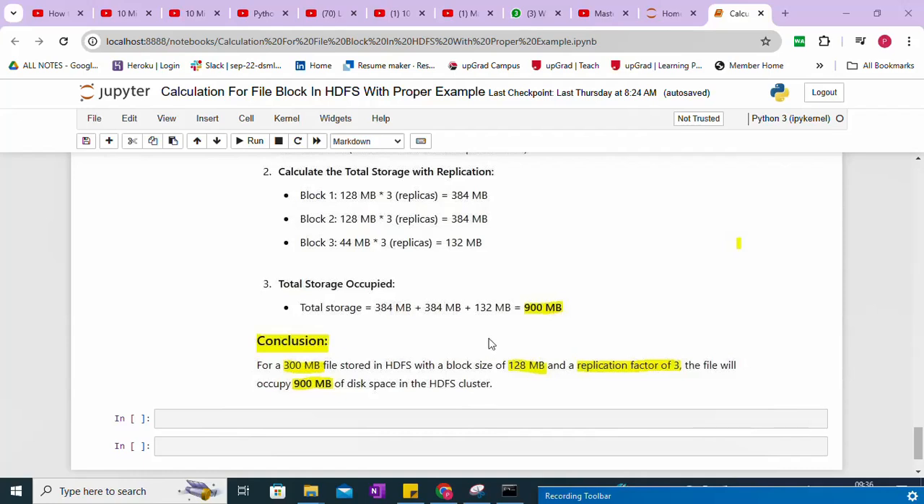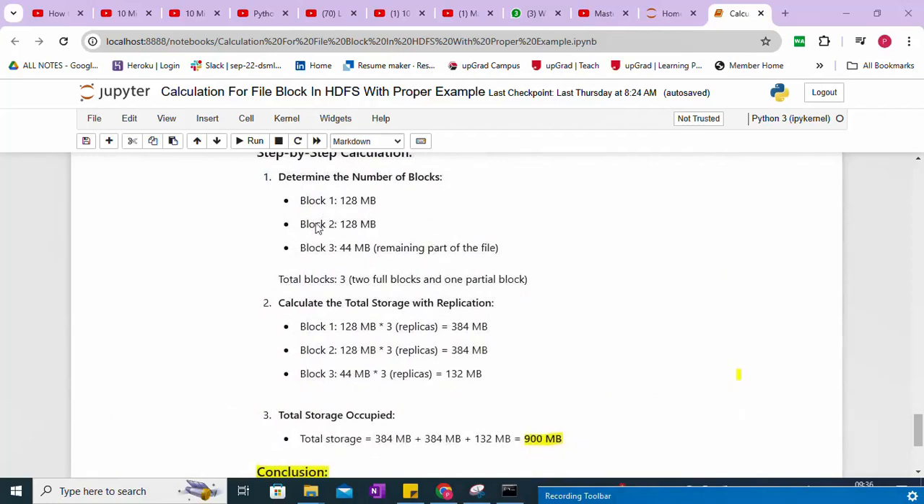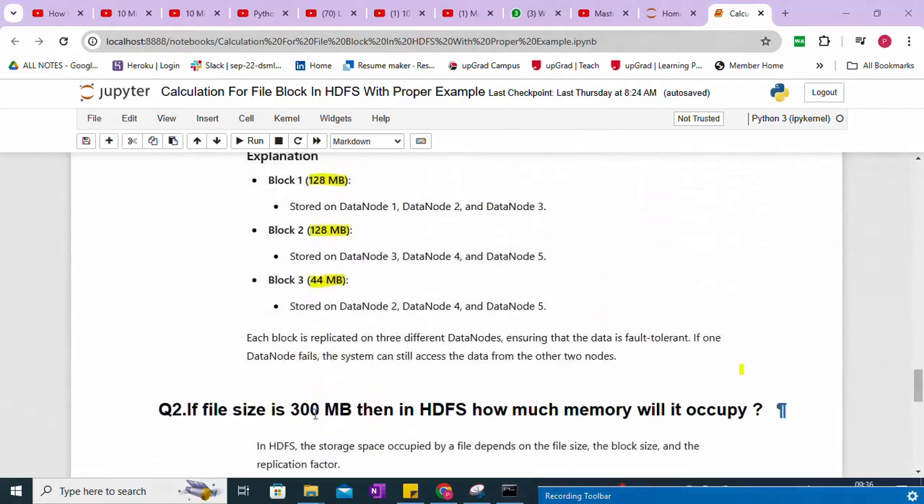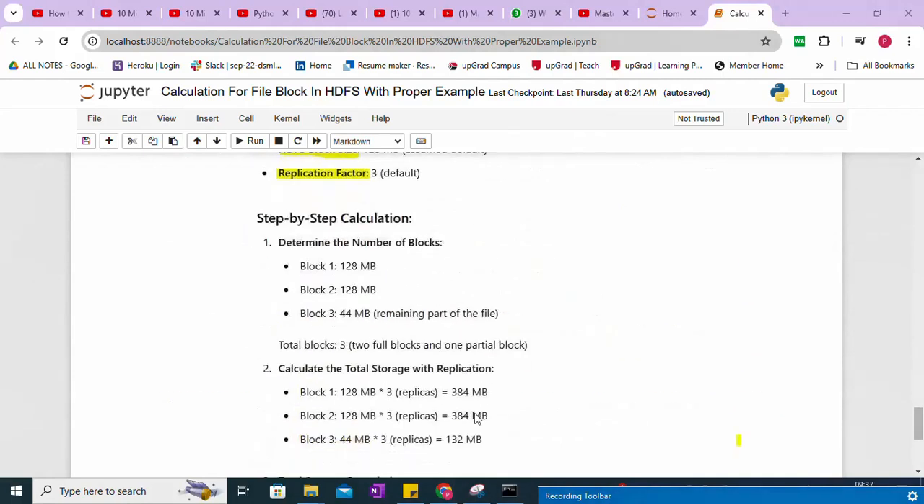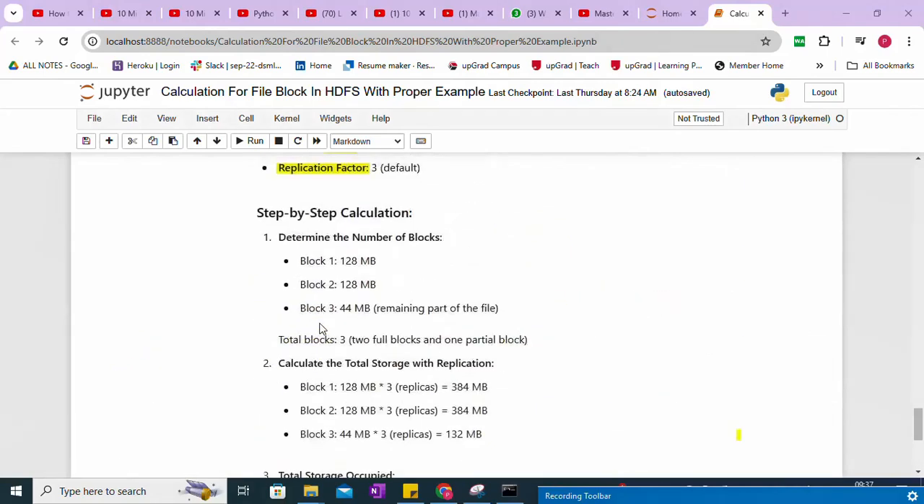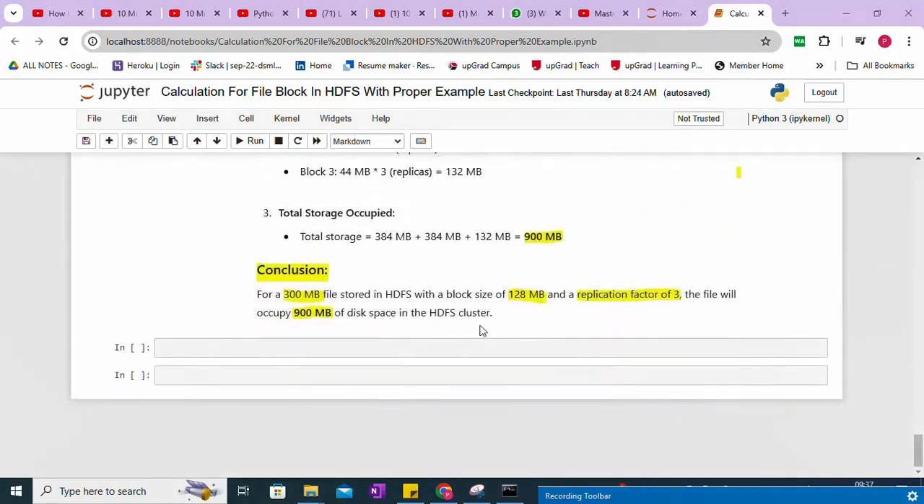For explanation's point of view, I dug in more, created different blocks, and showed you the block-wise calculation. But if you want a shortcut, the trickiest method: whatever the file size is, just multiply it by 3. 300 into 3, that is 900 MB memory occupied in HDFS, as the replication factor is 3. For example, if my replication factor is 5, then 300 into 5, 1500 MB memory it will occupy in the HDFS cluster.